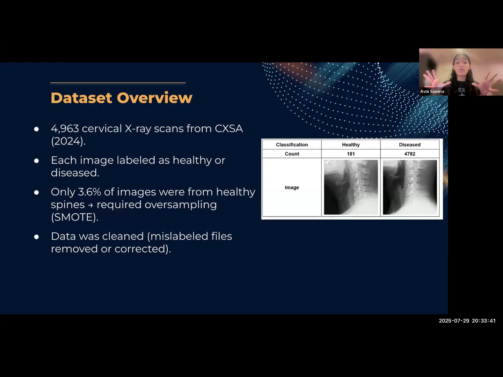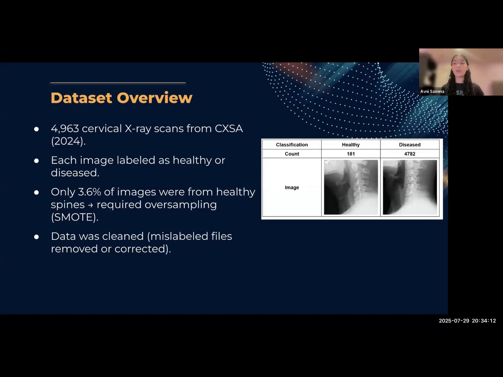But basically, to account for the fact that such a small amount of our images in the data set were from healthy spines, we used oversampling techniques like SMOTE. SMOTE stands for Synthetic Minority Oversampling Technique, if I'm getting that right. What it does is it looks at the few healthy X-rays that we do have, and then it creates new, fake healthy images by blending parts of real ones. These new images aren't exact copies, they're just realistic variations that give the model more to learn from.